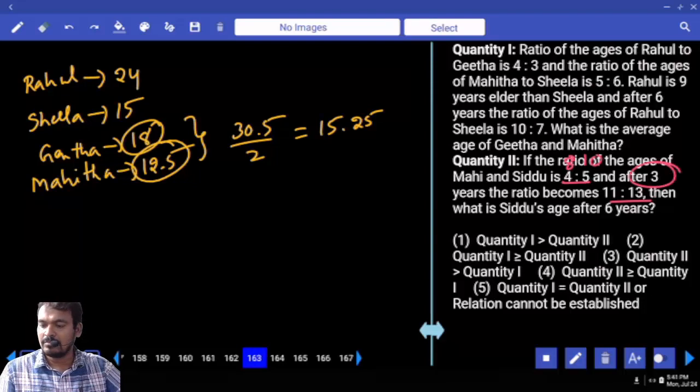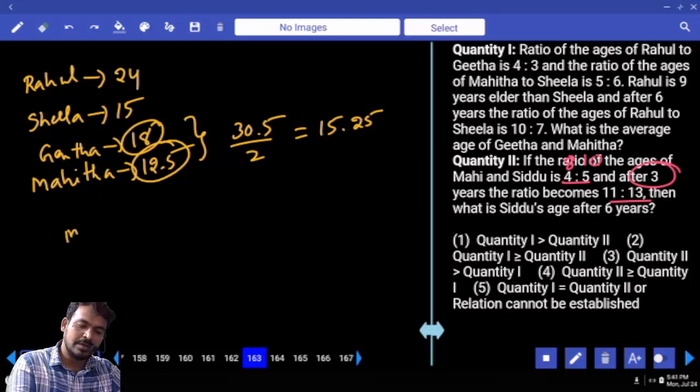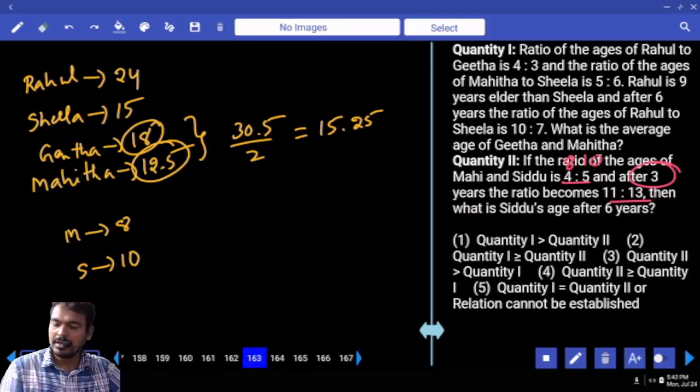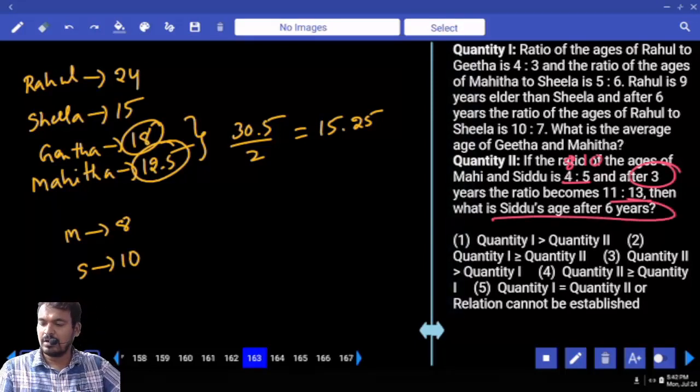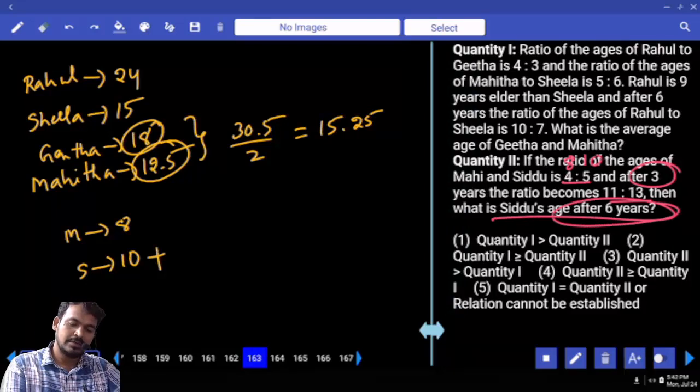What is 1 part? 1 year. Means at present Mahi is how many years? 8 years. Sidhu is 10 years. What is the question here? Sidhu after 6 years. At present 10, after 6 years means 16.